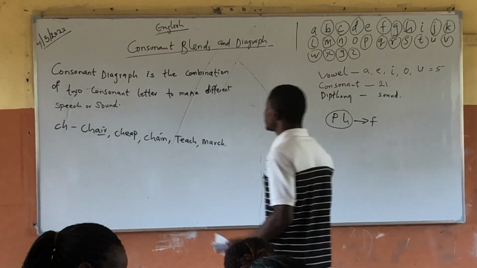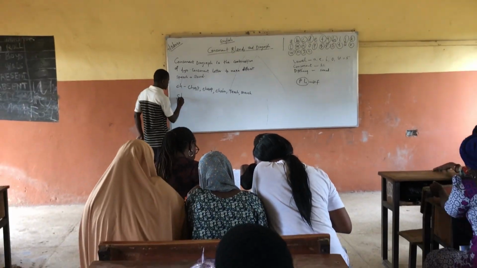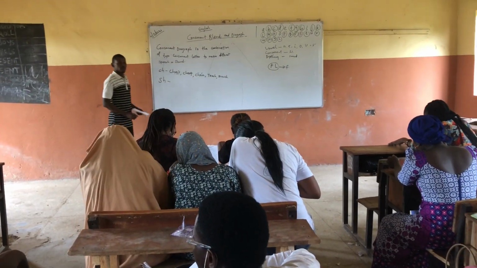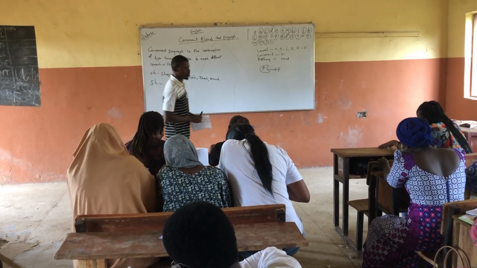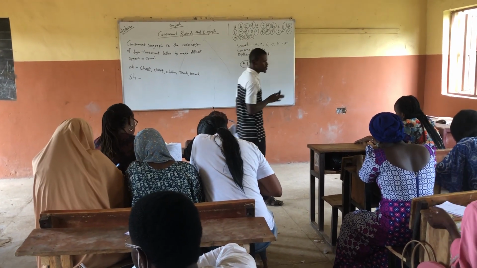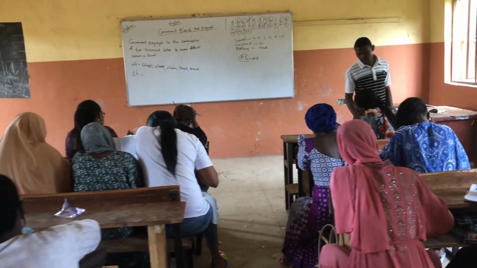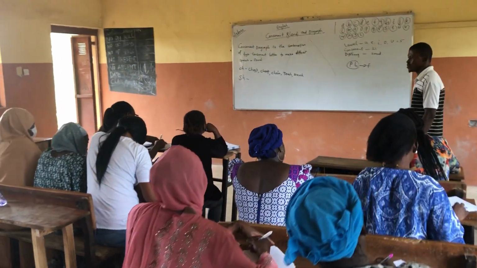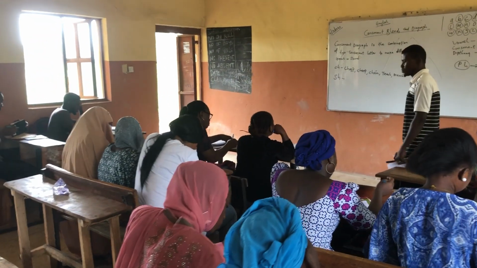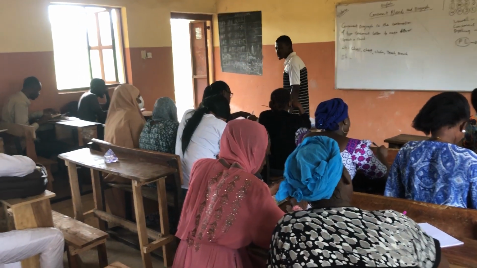So after CH, what we are going for is SH. Don't forget, all our letters will be consonants. Then when we are through with consonants, we now go to vowel blend. Yeah, it's true, 5, just only 5.